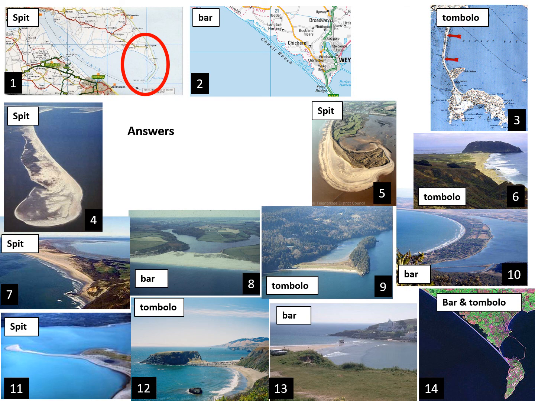Here are your answers. If you got 13 or 14, you are awesome. If you got 11 to 12, you are amazing. If you got anything upwards of about 8, you are doing really well.